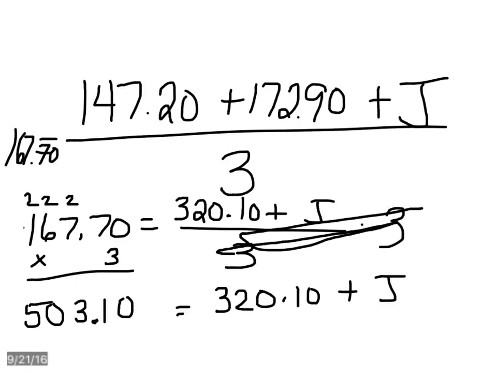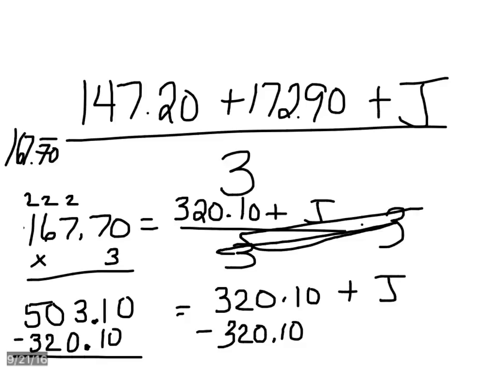And 10 cents? Okay, good. So we got the same thing. Now, how do I find J? Subtract 320.10 from both sides. So what is 503.10 minus 320.10? $183 even, right? There's no change left over.